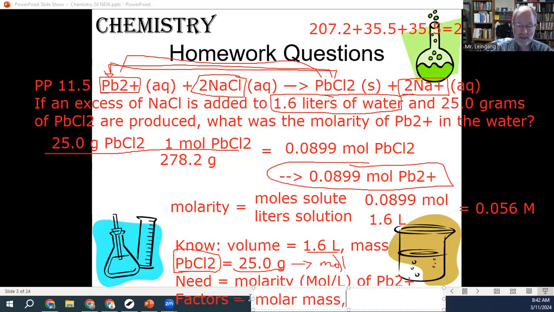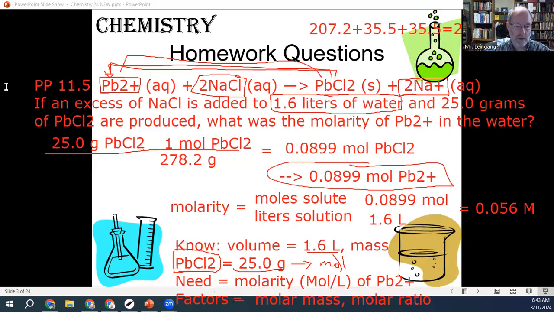So I had molar mass, and I also had molar ratio. Molar mass allowed me to go from the grams to the moles, and then the molar ratio allowed me to go from moles of PbCl2 to moles of Pb2 plus. So writing out, what do I need? Or what do I know? What are my factors that I'm going to need to employ?